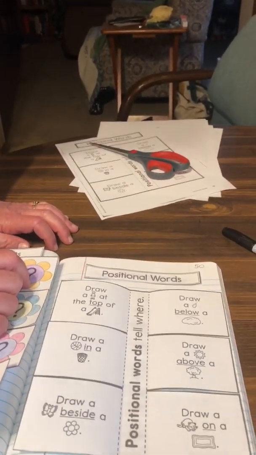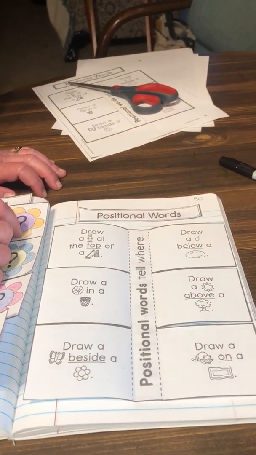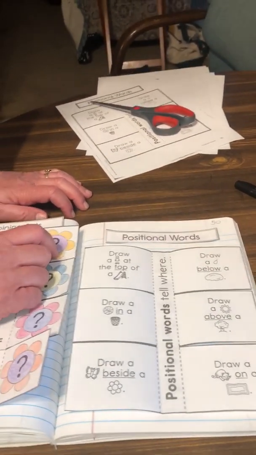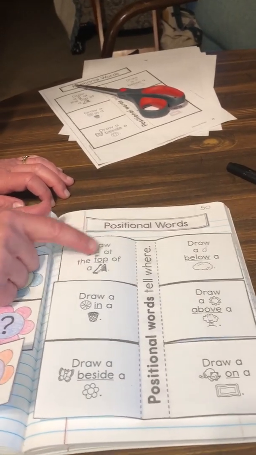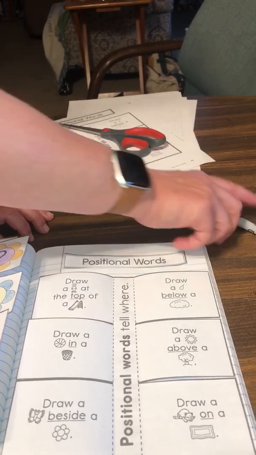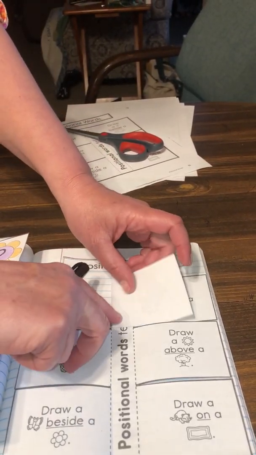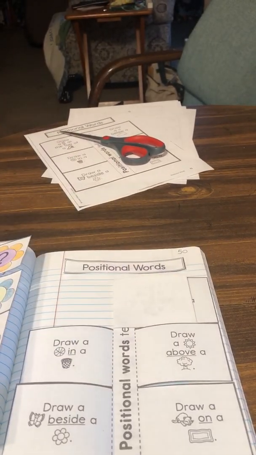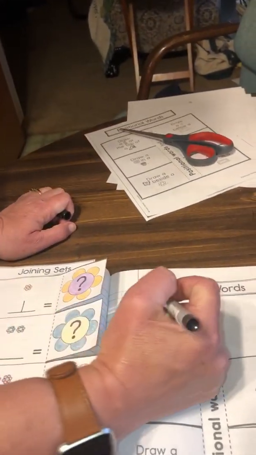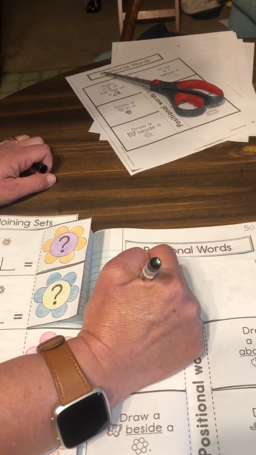Now, you're going to probably need a mom or dad to help you read this, and that's okay. Or maybe if you have a big brother or sister, they can read this to you as well. It says, draw a boy at the top of a slide. And so you're going to open this flap and you're going to draw a boy at the top of a slide. Now you know Mrs. Victor, she doesn't draw very well, but I'm going to give it a whirl here.